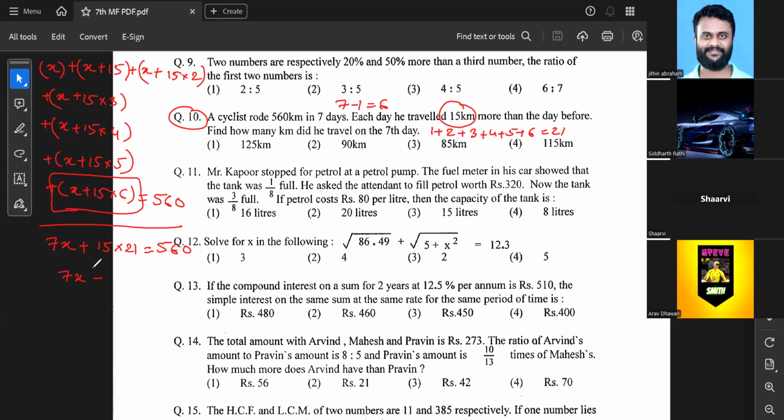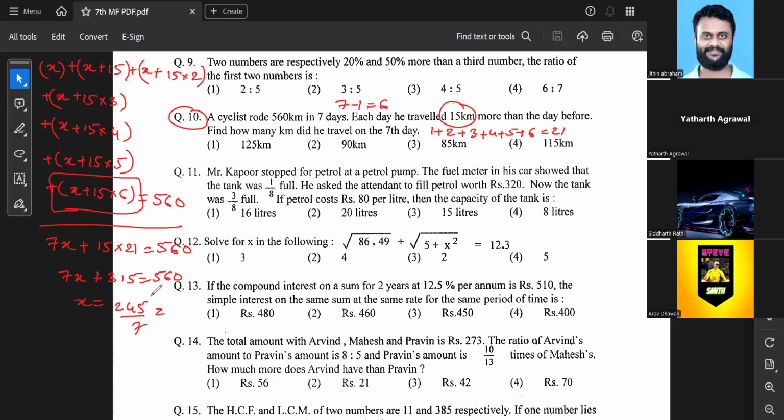Just a minute. Let me just confirm. I trust you, but still, let me confirm. 15 multiplied by 21 is 315. That gives you x is equal to 245. 245 divided by 7 is 35. Yes, that is 35. Correct. So x is 35.